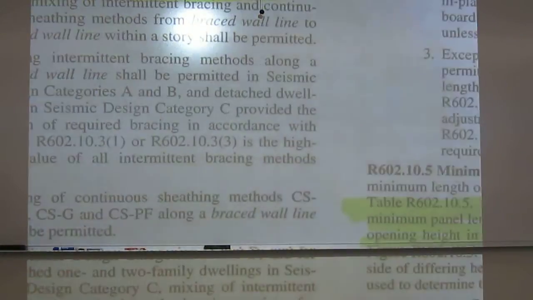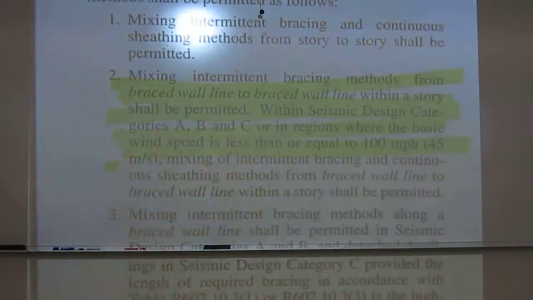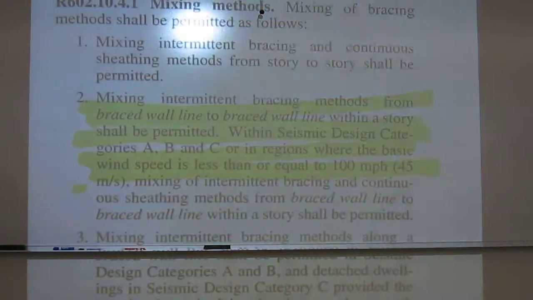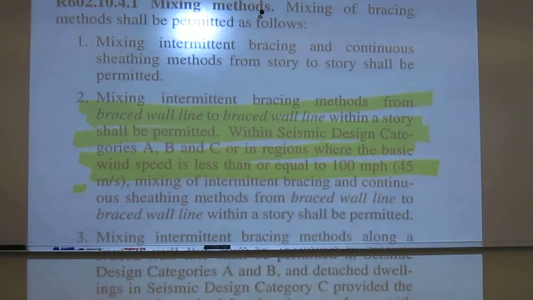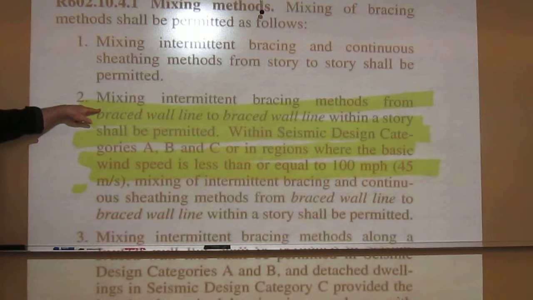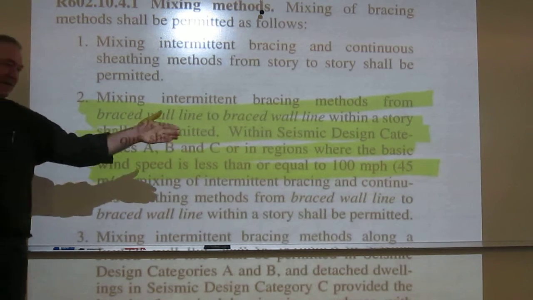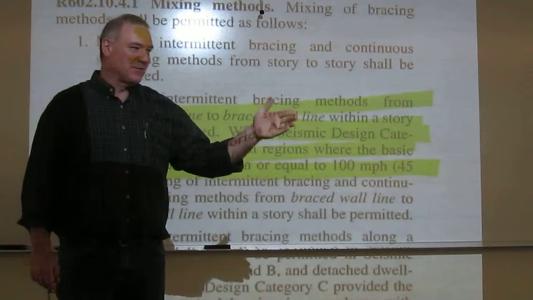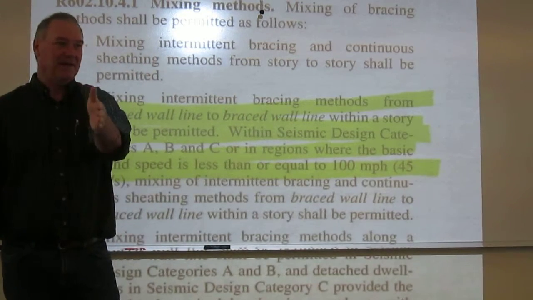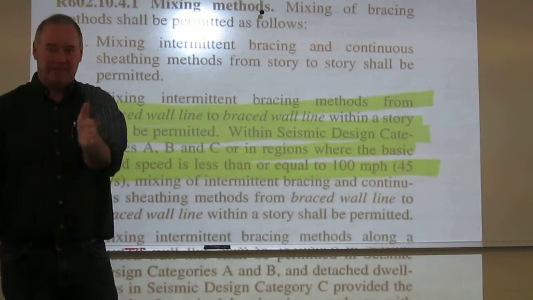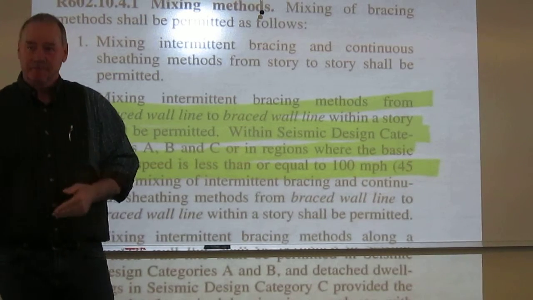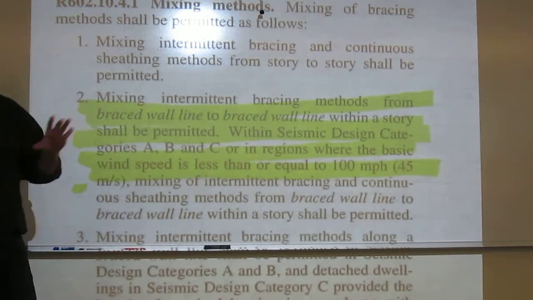Yeah, and that brings me to my next code. Okay, so here's 10.4.1. This is on page 175. Mixing brace wall methods along a line shall be permitted. So yes, I can use WSP, wood structural panel, continually up until I hit something, and then I can switch to a PFH or a PFG. So they don't make you stay with one system all the way through.